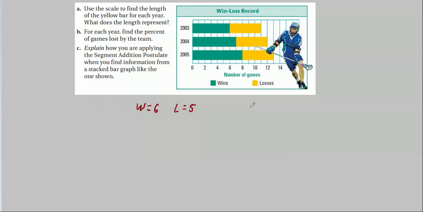Now, without even giving it any thought, the loss percentage is the number of losses divided by the entire number of games played, which is 11. That's equal to, you can pull out your calculator and come up with an actual decimal number if you want. I'm not going to waste time on that part of it. You know how to do that. It's the last part here. How are you applying the segment addition postulate? Well, like I said, you did it without even thinking about it.